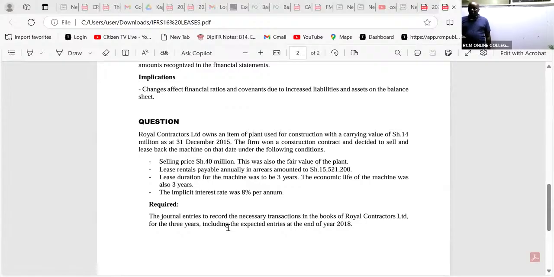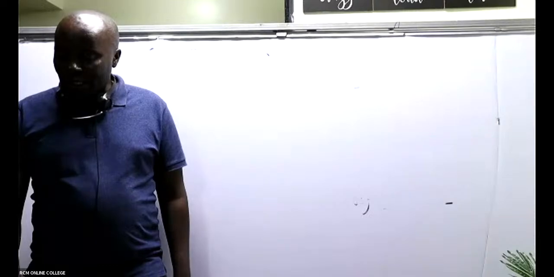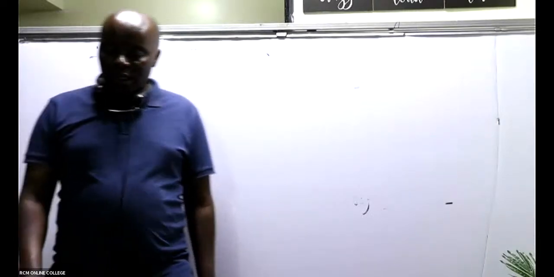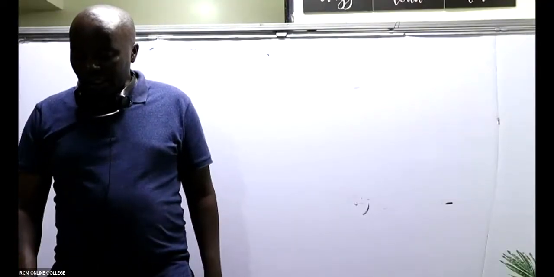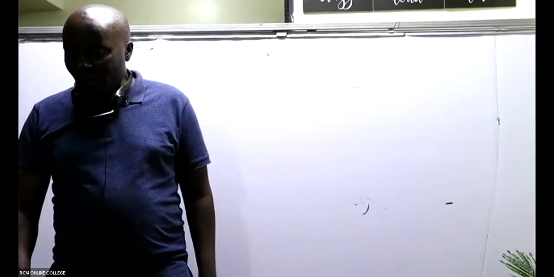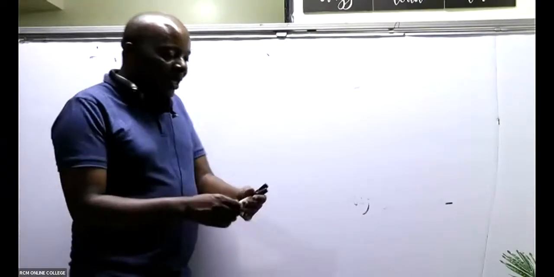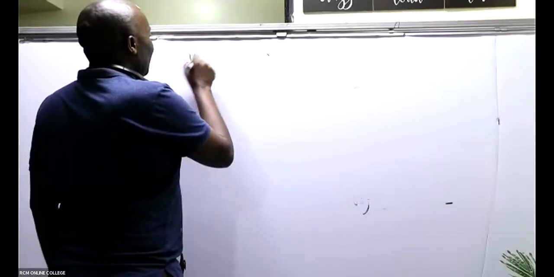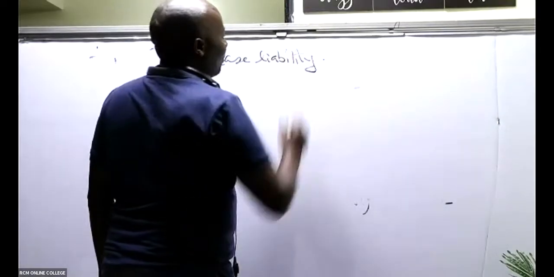Now remember, in this arrangement, Royal Contractors is a lessee. If Royal Contractors is a lessee, then the very first step, as we said here, is to establish the lease liability. That is the first thing you do. If you were a landlord, I would not have done that. So the very first thing you need to do is to establish the lease liability. So step number 1, give us the lease liability.